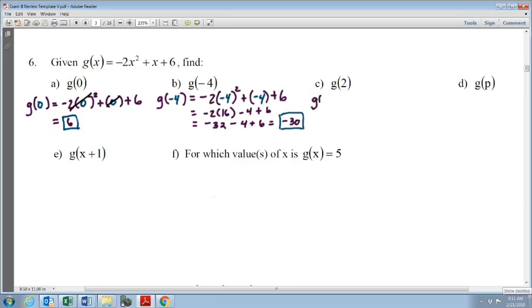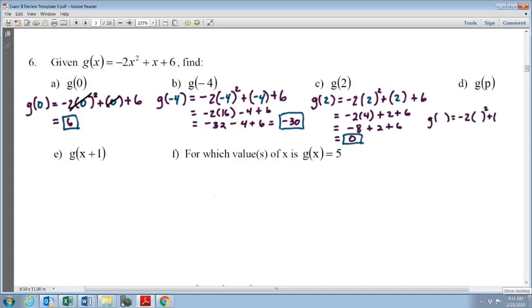Let's plug in 2. So I'll do the same thing here. This time 2 squared is 4. And then we're going to get negative 8 when we multiply there. And then finally you get 0. Letter D is a little interesting. Really, all it's going to do is end up changing our variable. We're going to replace all those x's with p's. And so really there's nothing more to do than to just write it out with p's.